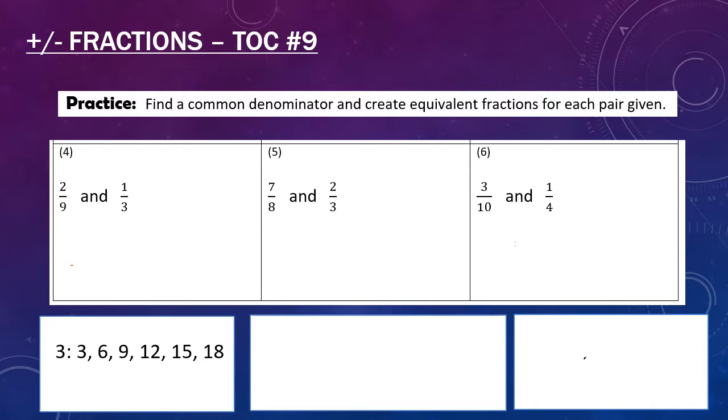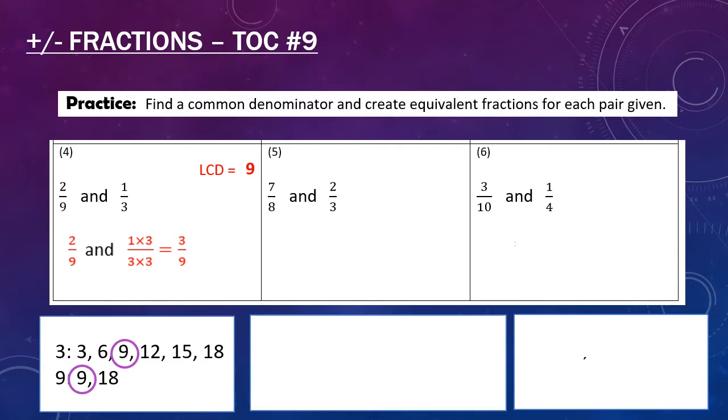For 2/9 and 1/3, I list out my multiples of both 3 and 9, and I can see that 9 is their common denominator. Since 2/9 already has a denominator of 9, I don't have to do anything. But 1/3, I need to multiply them both by 3. So then 1 times 3 is 3, 3 times 3 becomes 9, and I get 3/9.